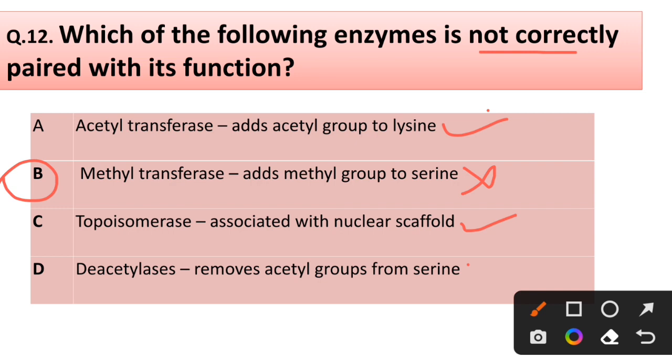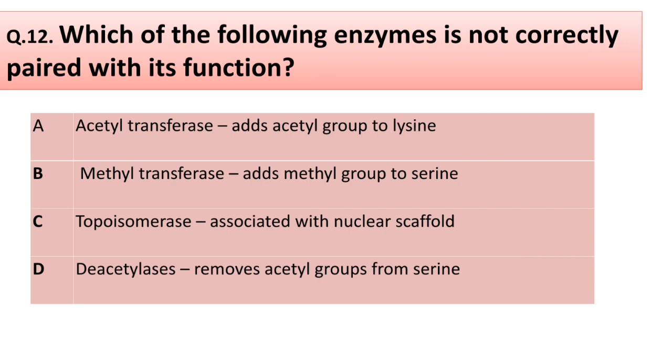Topoisomerase association with nuclear scaffold. Correct. Deacetylase removes acetyl group from the serine. Correct. Answer is option B, which is not correctly paired with its function.